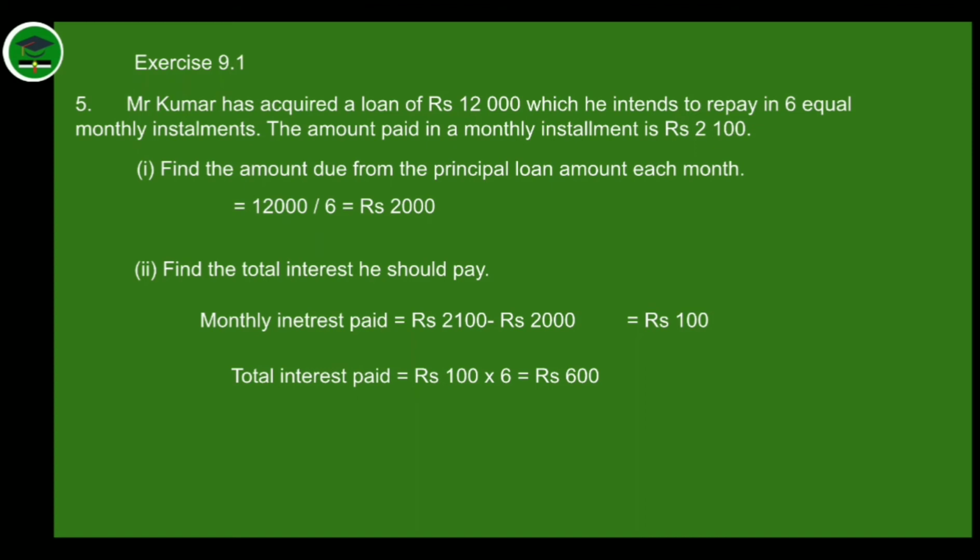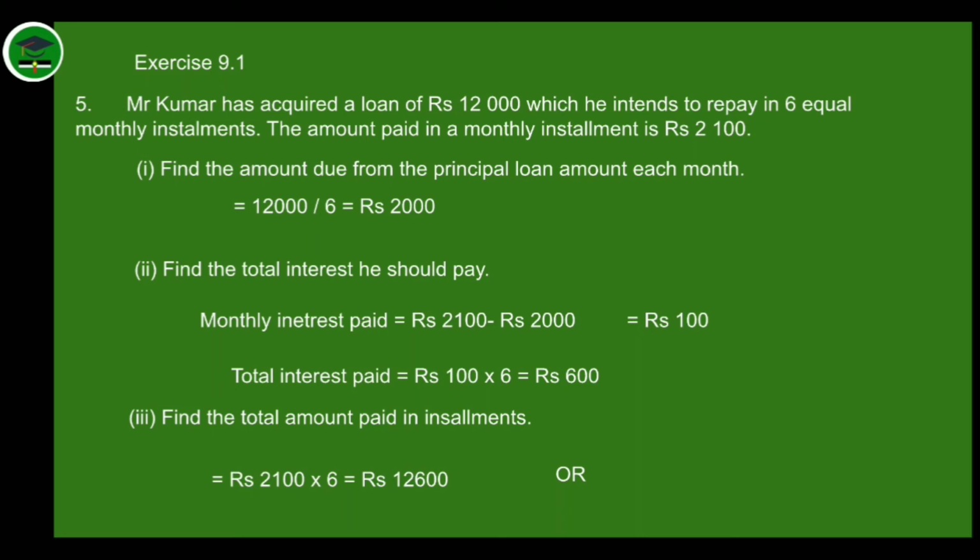That is 600 rupees. Third part is find the total amount paid in installments. The value of a monthly installment is 2100 rupees, so you have to multiply it by 6, that is 12,600 rupees. Or you can find it this way: your loan amount is 12,000, the total interest is 600, so you have to add these two, then you can get 12,600 rupees.